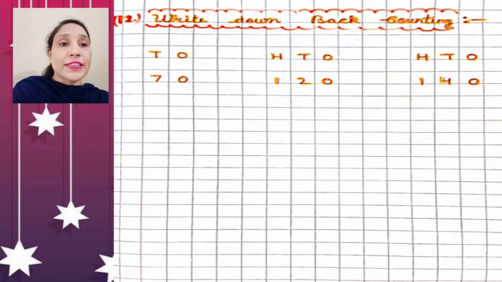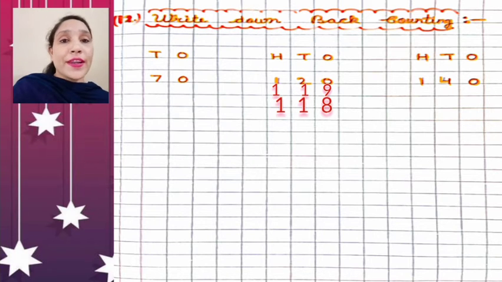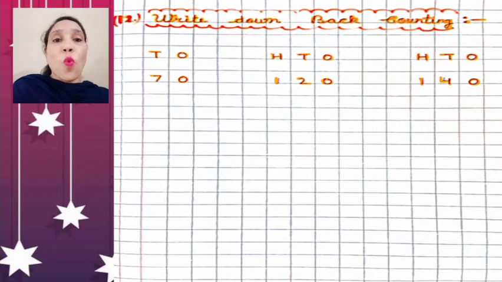Now see the next number is given 120. You have to write here 119, because what comes before 120? 119. In this we have to go back. What comes before 119? 118. Like this you will complete the series of numbers with back counting. Now see the next number. Here is number given 140. Before 140 comes 139. You will complete the back counting. Okay? You have to learn back counting from 150 to 1.